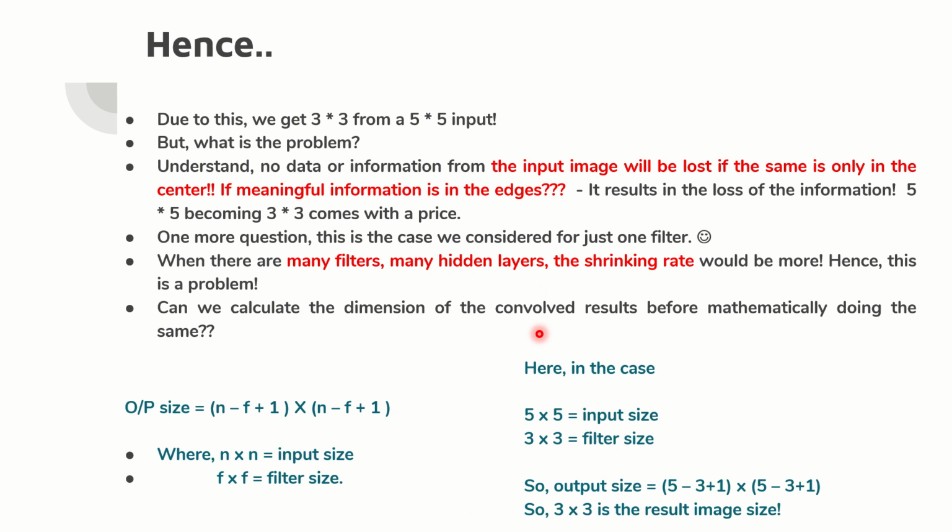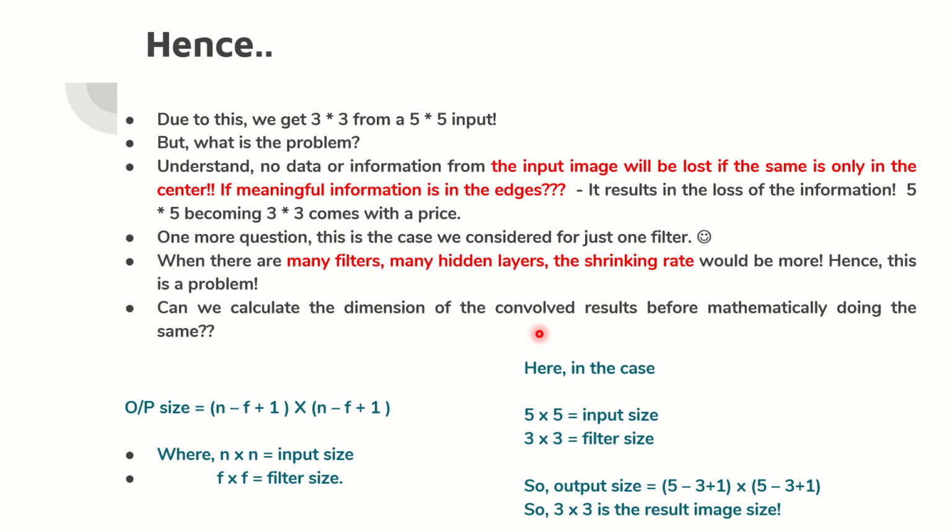When there are many filters, it becomes further a problem. I had only one filter, which was 3 cross 3, which made the 5 cross 5 into 3 cross 3. Assume I have another 3 filters available with me. So what will happen further? Many filters are available, so many hidden layers are available. In that case, there would be a further shrinking rate, so we could lose information which is very important. So we need to avoid it.